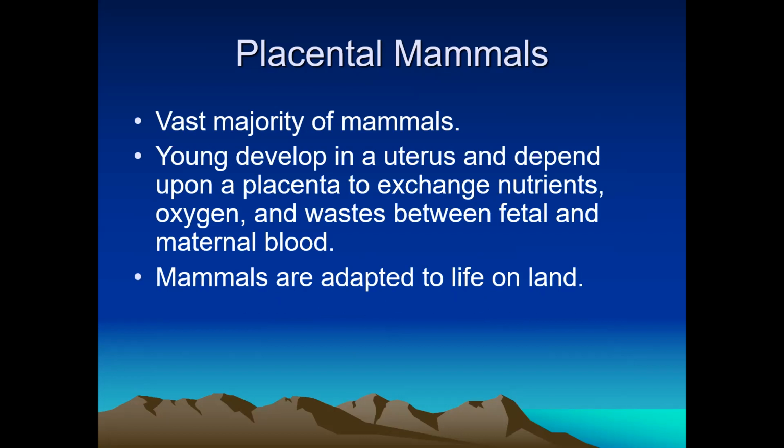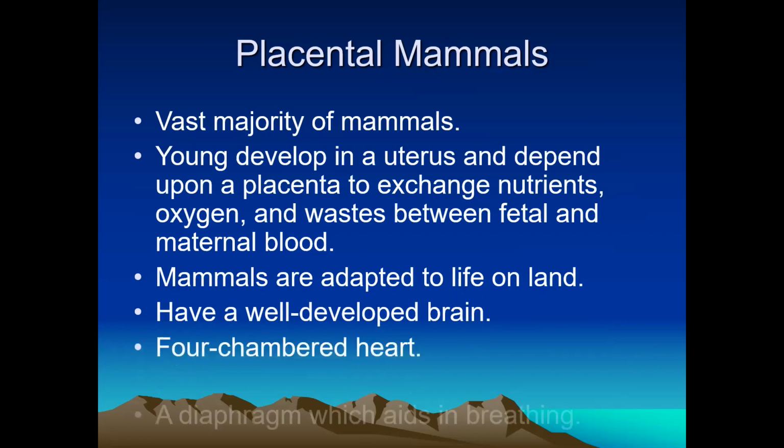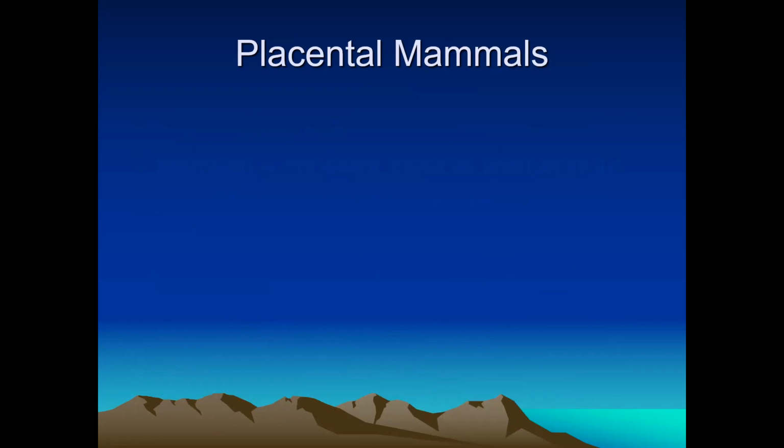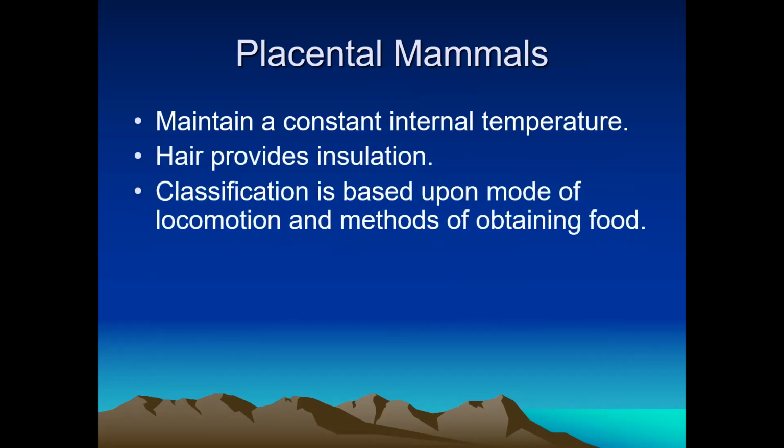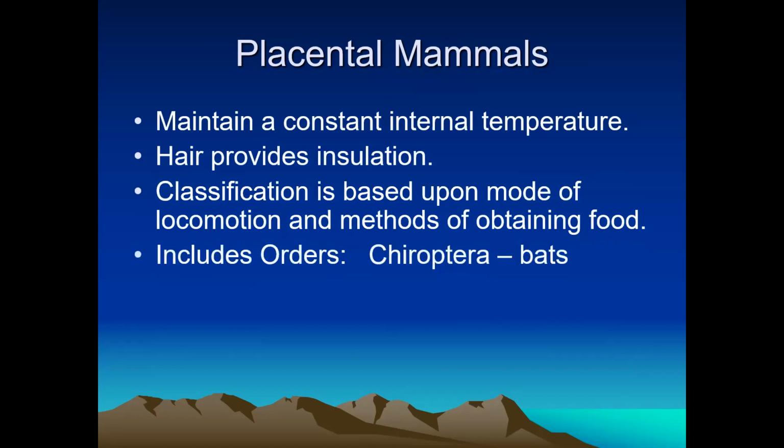Back to kind of all mammals. Adapted to life on land, have a well-developed brain, four-chambered heart, a diaphragm that aids in breathing, maintain a constant internal temperature. It's kind of a repeat of some of that first slide stuff that I gave you. And I guess that's because this is really the closing comments here.